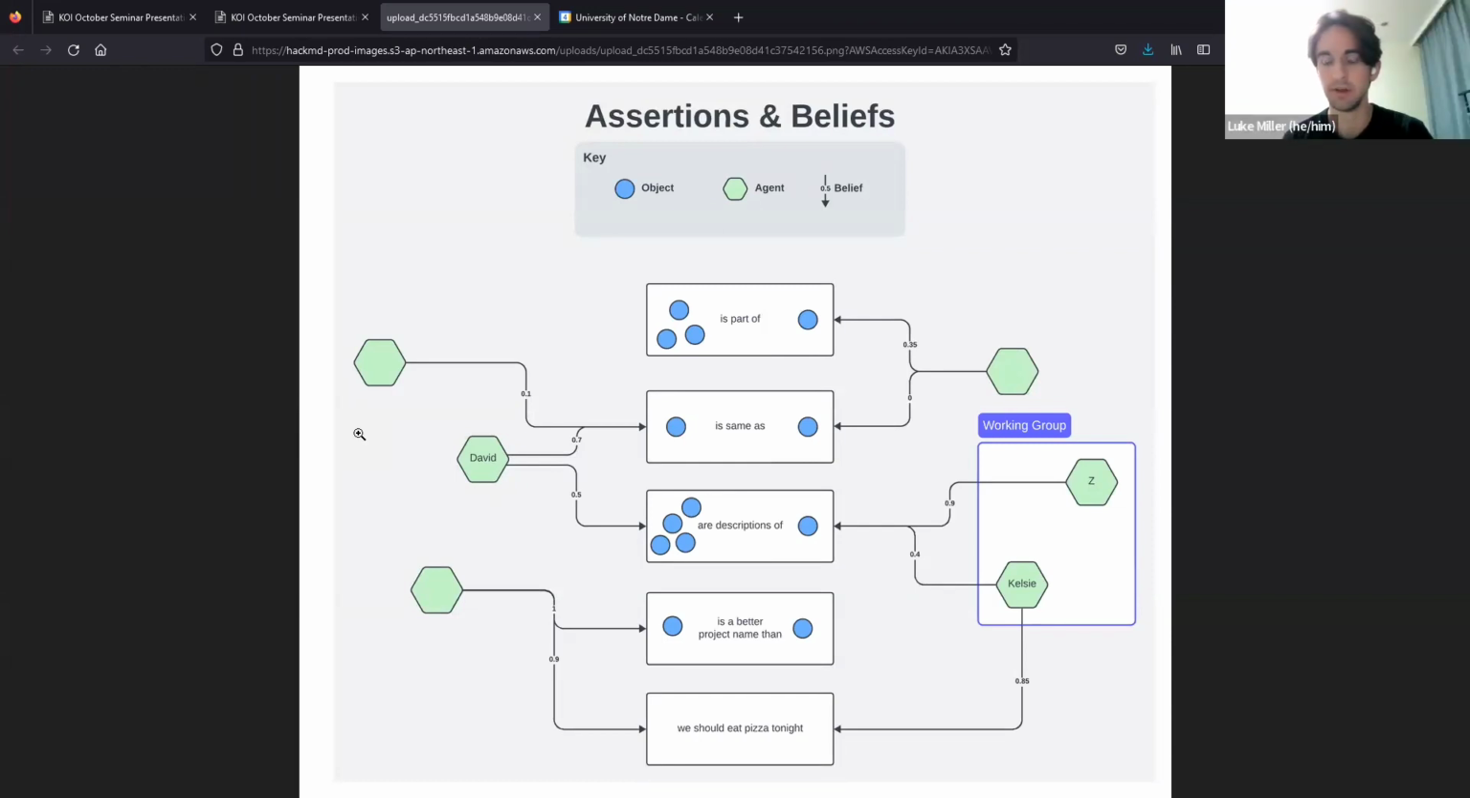Yeah, and one thing I wanted to quickly add here is that this construction and a lot of the examples we're going to go through are building these layers upon these primitive relationships that we've identified. So here we have these assertions and beliefs, but actually the agents themselves are also specific types of objects. And the working group that we identified between Z and Kelsey could itself be an assertion between the objects, just where the objects happen to be agents. And then finally, the beliefs themselves are also assertions. So you can think of those as being a directed assertion that's mapping from the agent that has the belief to another assertion, with added metadata about the strength of that belief. But we'll get more into that later.